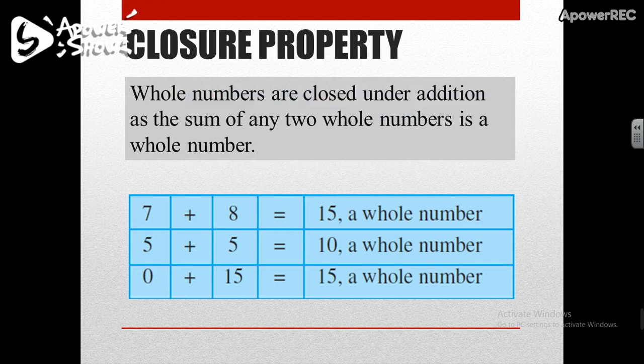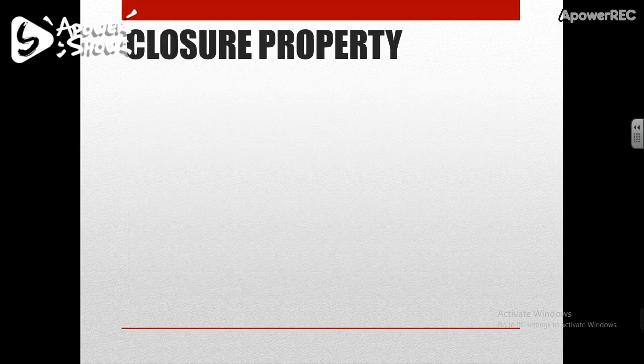That means whole numbers are closed under addition. Why? Because the sum of any two whole numbers is a whole number. So closure property for addition says that whole numbers are closed under addition as the sum of any two whole numbers is again a whole number. Now let's see whether closure property holds for subtraction or not.